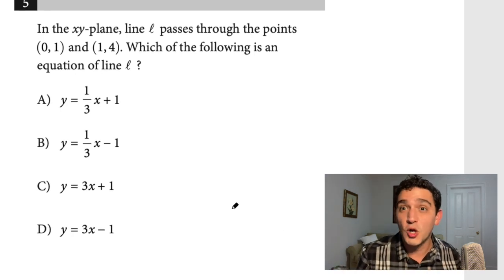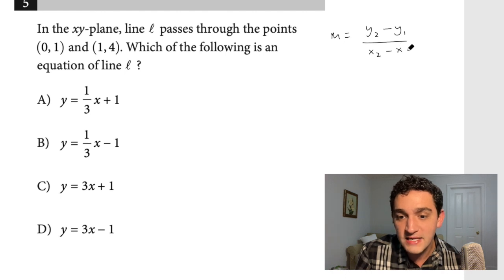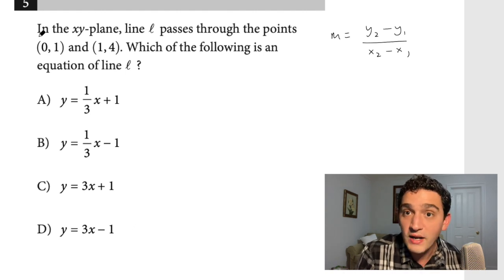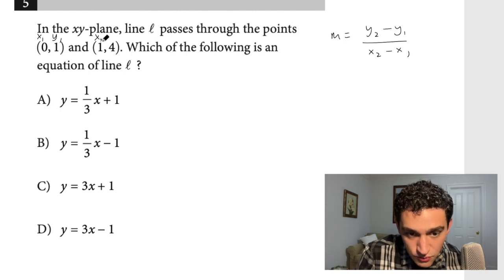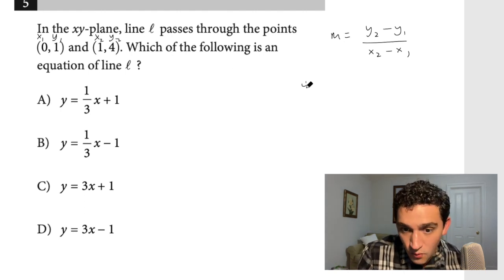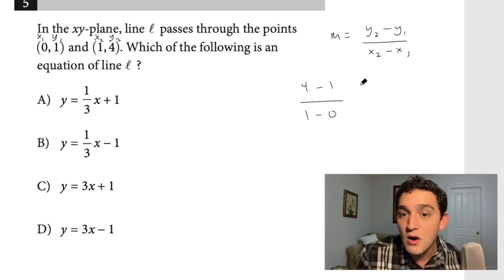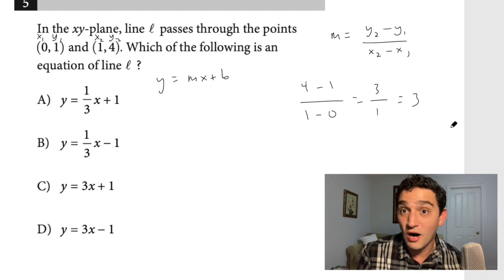Let's go ahead and find that slope using that slope formula, where slope equals y2 minus y1 over x2 minus x1. Let's assign y1 and y2 and x1 and x2 to these numbers. Well, this point we'll call x1 and y1, and this point we'll call x2 and y2. y2 is 4, y1 is 1, x2 is 1, x1 is 0. 4 minus 1 over 1 minus 0 equals 3 over 1, or 3. Our m in our y equals mx plus b function, or our slope, is 3.